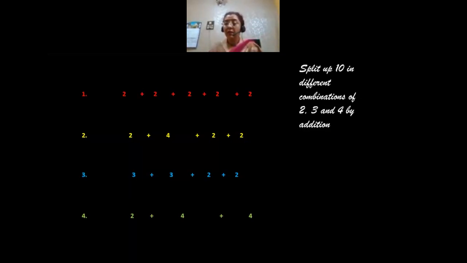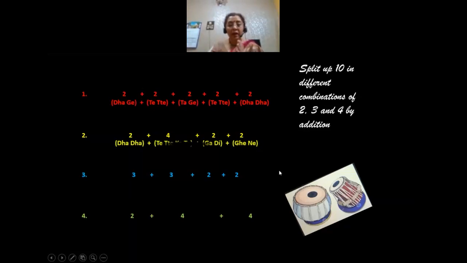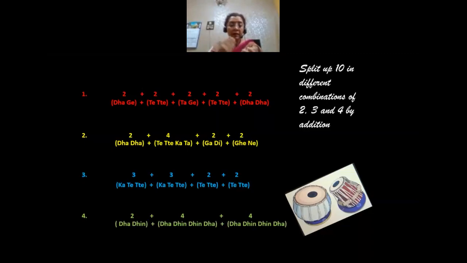Attach the appropriate bol or taal of tabla. See, the students who are good in tabla, for the first one they will write dha ge te te ta ge te te dha, dha. For the second one, dha dha te te ka ta ga di ghe ne dha dha. For the third one, ka te te ka te te te te ka te te. For the fourth one, dha din din ta dha din din ta dha din.